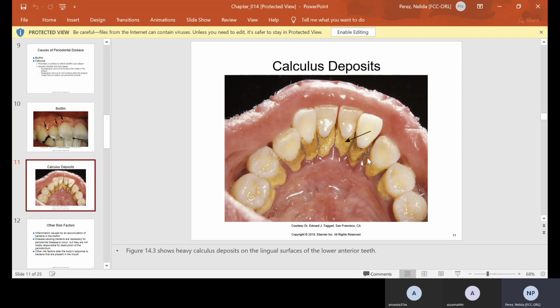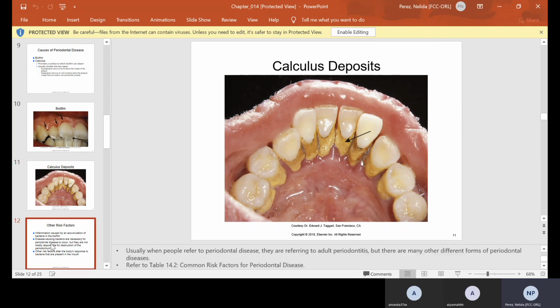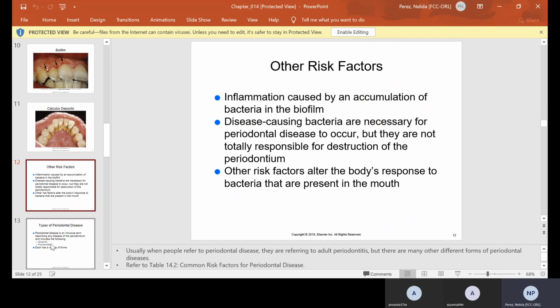Once the calculus is removed, you're going to see the destruction that has happened underneath it. Teeth, as you can see already, the teeth have a lot of spaces, so they're probably already moving, okay? Now, there's other risk factors. Inflammation caused by an accumulation of bacteria in the biofilm. Disease-causing bacteria are necessary for periodontal disease to occur, but they are not totally responsible for destruction of the periodontium. Other risk factors alter the body's response to bacteria that are present in the mouth.